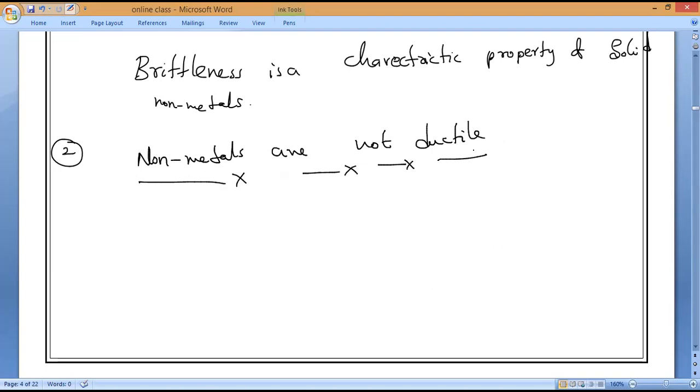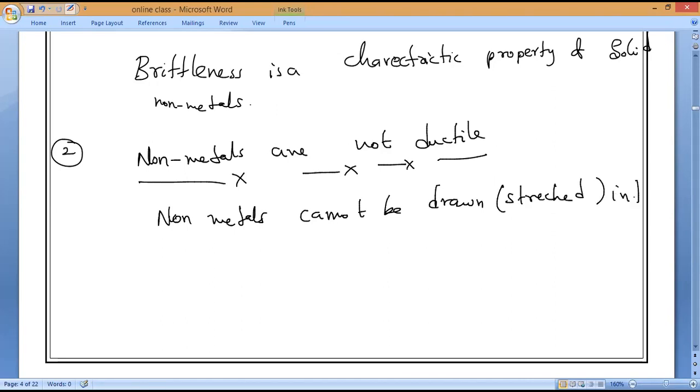What do you mean by ductile? Anybody can tell me? Hammering, converting into thin wires, sir. Yes. Is it possible to convert them into thin wires by stretching? It cannot be drawn into thin wires. So non-metals cannot be drawn, or stretched, into thin wires. Write it. Understand?